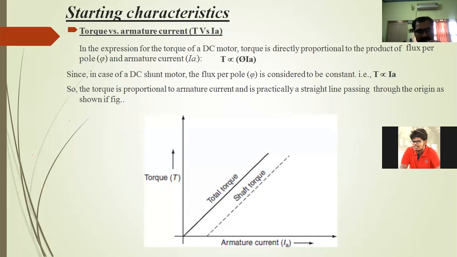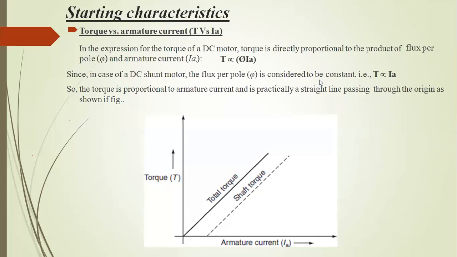As I said earlier, under the starting characteristics, the torque, the speed and the output power depend upon the variation of your armature current. So the main important component here is the armature current. Depending upon how the armature current varies, the other terms, that is the torque, the speed and the output power, will vary. Now we will see what happens. The first characteristic is torque versus armature current.